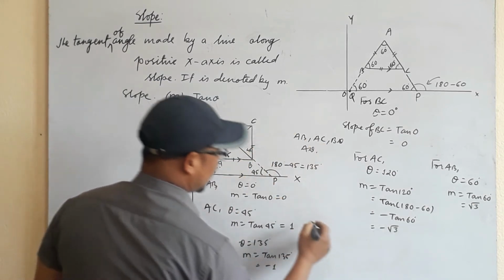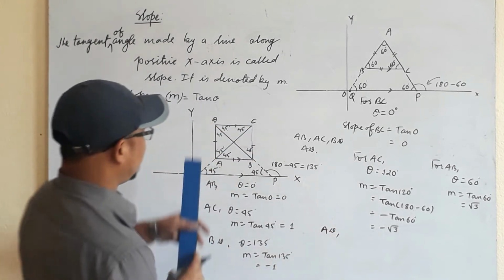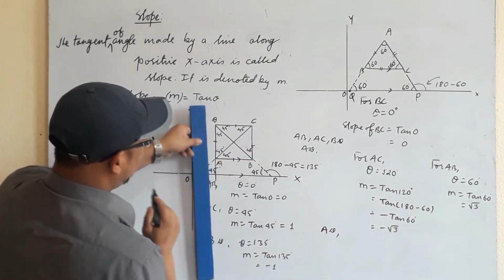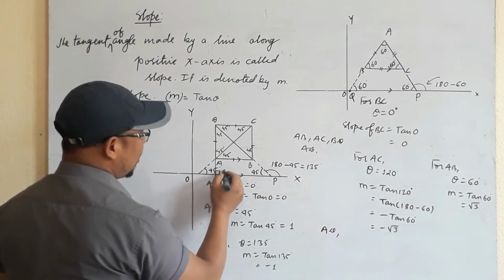Now what is AD? This is AD. For AD, what happens? You can extend this AD. Now see what happens: this AD makes an angle of 90 degrees.